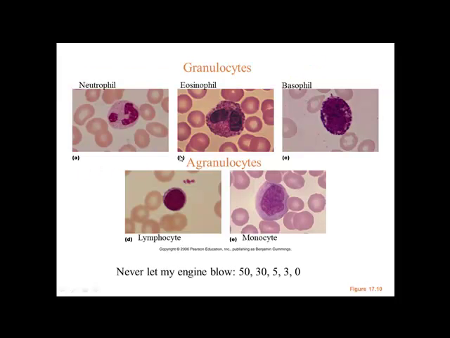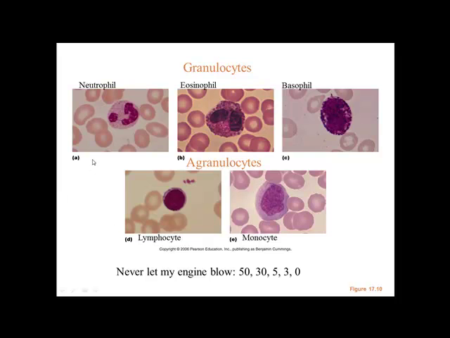So we have granulocytes and agranulocytes. We have neutrophils, eosinophils, basophils, lymphocytes, and monocytes. Each one of these will fight very specific microorganisms or foreign invaders into your body, and each one of these is found in very specific quantities within your blood.